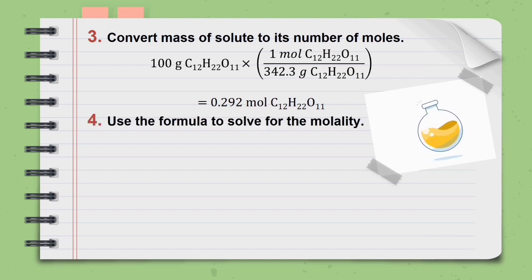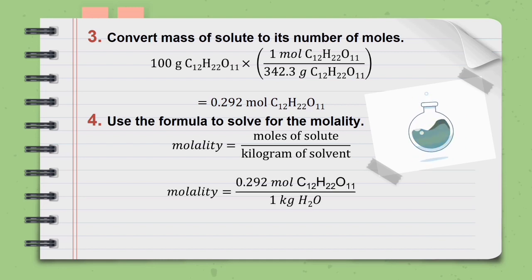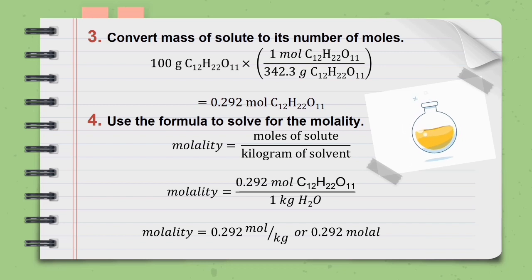Lastly, we're going to use the formula to solve for the molality. So molality is equal to moles of solute over kilograms of solvent. Molality is equal to 0.292 mole C12H22O11 over 1 kilogram H2O, which yields that molality is equal to 0.292 mole per kilogram or 0.292 molal.